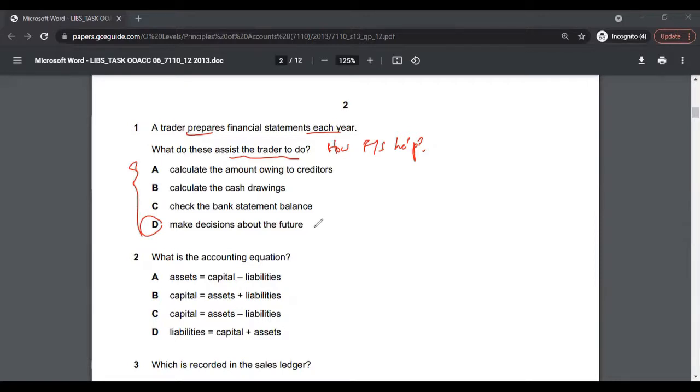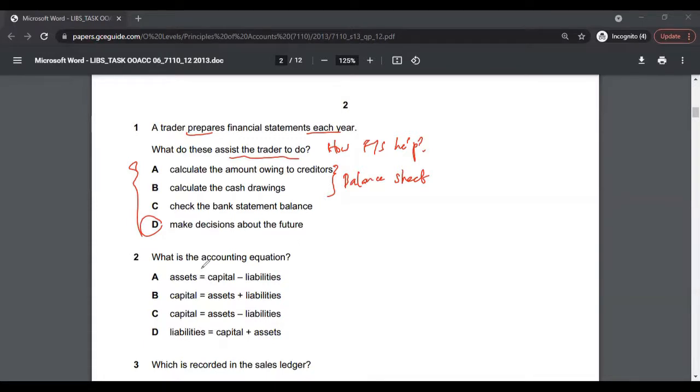That's the main purpose of financial statements in general. Options A, B, and C are more specific to a certain type of financial statement. For example, all of these things can be found from the balance sheet. Now, a balance sheet is a type of financial statement, not the complete set of financial statements. In this question, we are concerned about the complete set of financial statements, and therefore the answer is actually D. Financial statements help a trader to make decisions about the future.